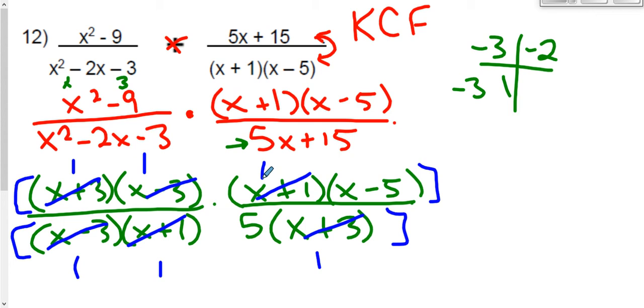The entire fraction on the left has turned into the giant number 1 divided by 1, which means all I'm left with for my brand new solution is x minus 5 in the numerator here, divided by this 5 that I had left over. And that's it. That's my final answer.